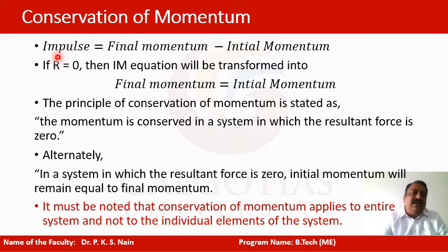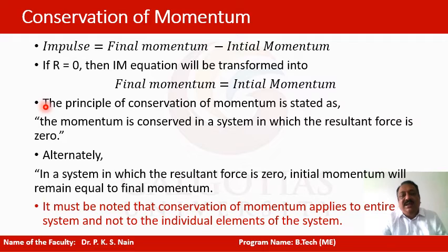The IM equation says the impulse equals final momentum minus initial momentum. If R is equal to 0, that is, the impulse is 0 and the resisting force in Newton is 0, then the IM equation is transformed into final momentum equal to initial momentum. If the impulse is 0, the left hand side is 0, so the right hand side can easily be said: final momentum should be equal to initial momentum. And what is that? This is nothing but the conservation of momentum.